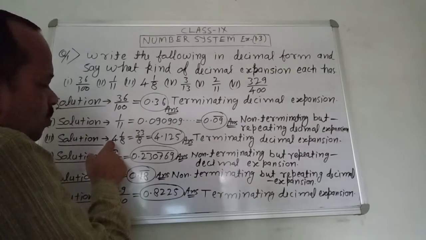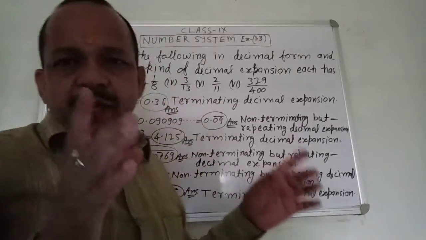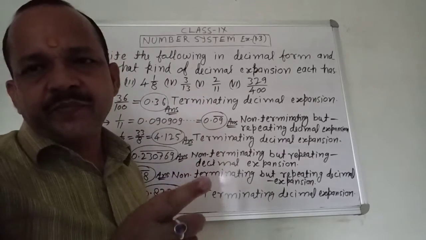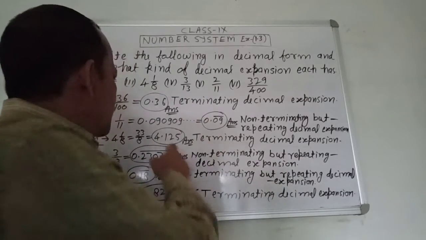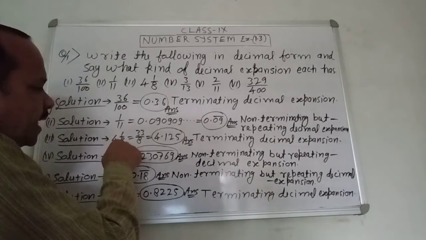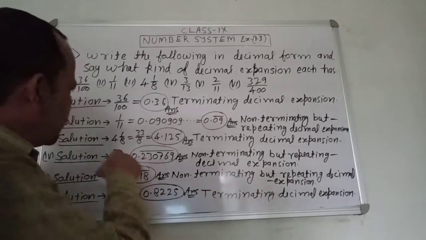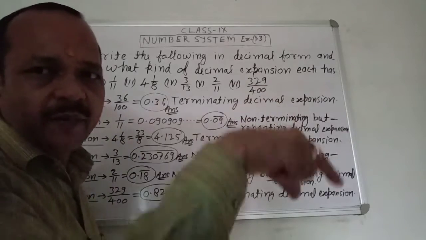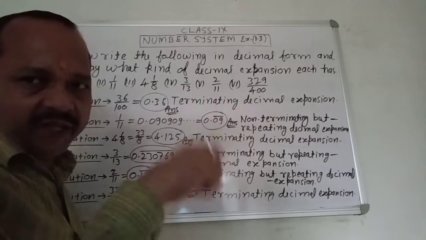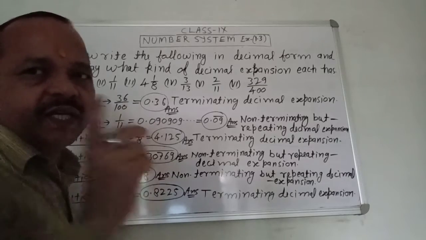Third solution, 4 1 by 8 equals 4.125. How do you find 4.125? You convert 4 1 by 8 into an improper fraction. 8 4s are 32, plus 1, 33 upon 8. It becomes 33 upon 8.